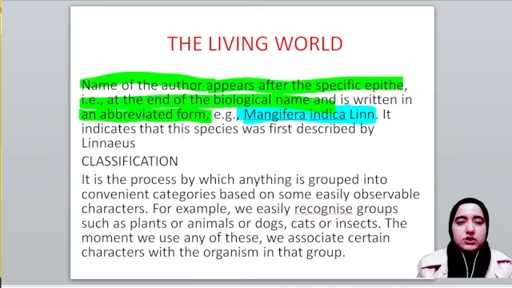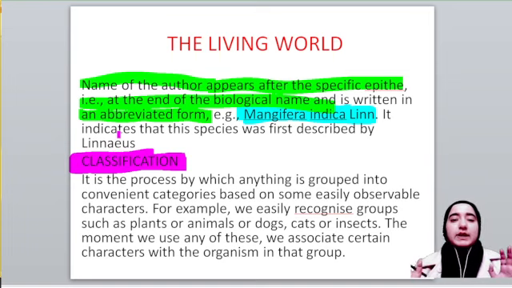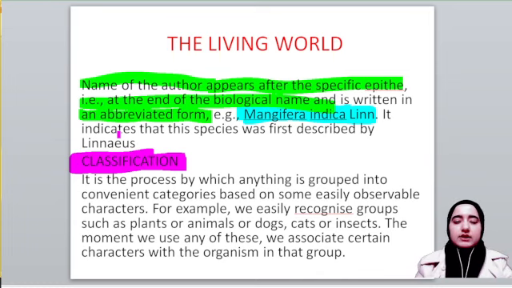Now we have another topic, that is classification. What does classification basically mean? Classification is the process in which grouping is done. We group organisms into convenient categories based on simple observable characters. For example, you will see a person with one nose, two eyes, one mouth, two ears. You will simply categorize that under human beings.